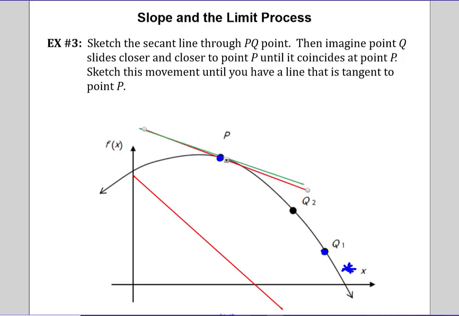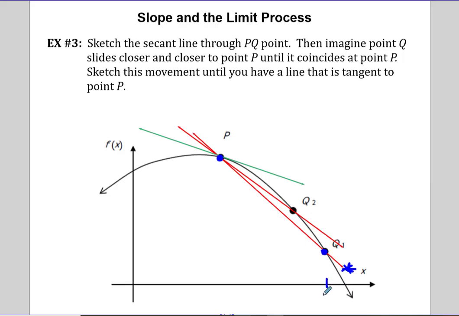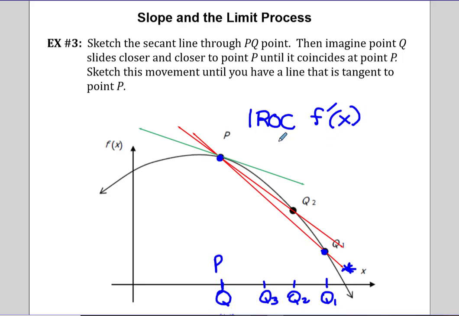You follow what I'm doing? I'm moving point Q closer and closer, the first point Q and the second point Q, and maybe a third point Q, until point Q and point P coincide on top of each other. Then the slope of the green line would be the slope of the tangent line, which is also called the instantaneous rate of change, or f prime of x, which is called the derivative, or the tangent line at point P.